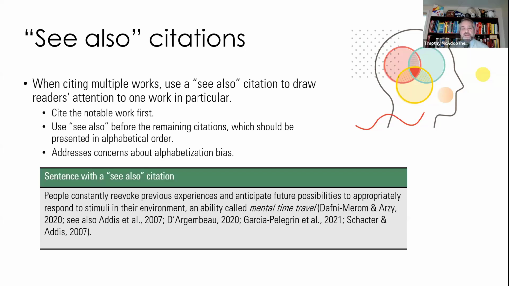And this lets you follow the usual APA style guideline for alphabetizing citations when they all appear together in a parentheses, but also lets you prioritize the one work that you really want people to focus on. And this addresses the concern about alphabetization bias, if you feel that this one important work will be sort of lost in the shuffle just because of where it would appear in a list if alphabetized.